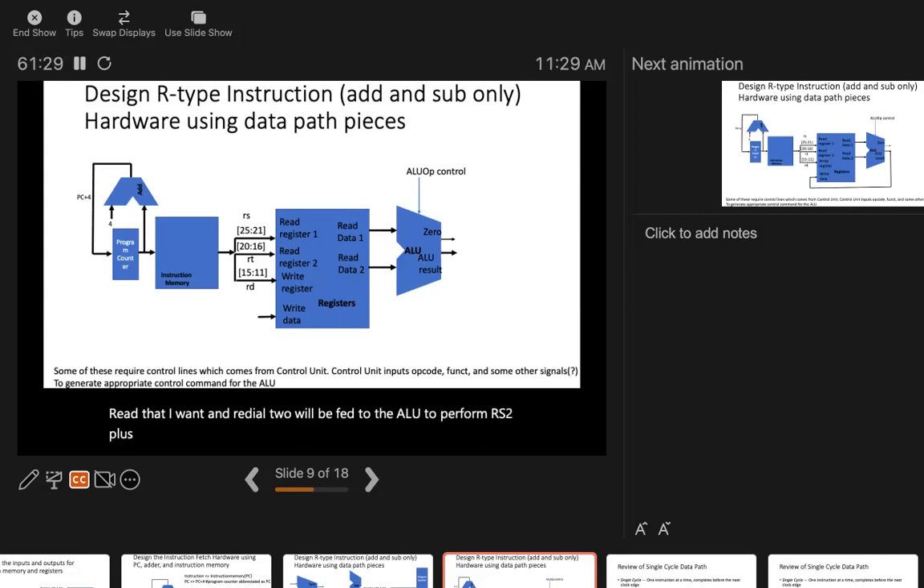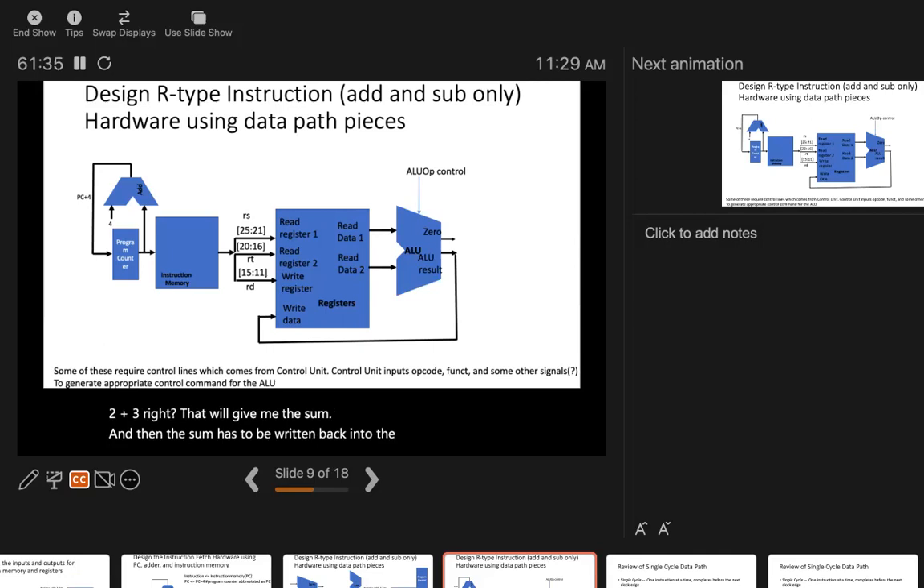That will give me the sum. And then this sum has to be written back into the registers. Where does it have to be written? Well, that will be specified by the RD register. So I connect 15 to 11 to this port, write register, which specifies where the data has to be written. And that's how you'll build your R-type hardware.